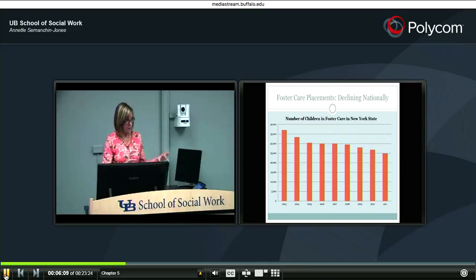So that's just a review of some of the policies. So what's happening with foster care placement? As I mentioned, for many decades, foster care was exponentially growing. But in the last decade, there's been a gradual decline, not a drastic decline, but a gradual decline. And that's true in New York as well. So here we can see that from 2003 to 2011, there has been a steady gradual decline in the numbers of children in foster care.